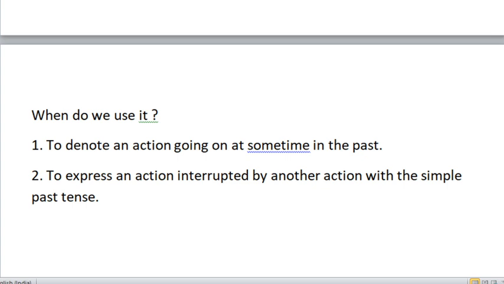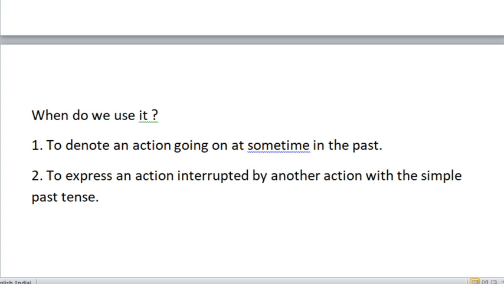Now, when do we use the past continuous tense? Here two uses are there, and a third use is there, but it is rarely used, and you can easily understand it, and I am going to talk about that third use also. I haven't written it here, so let us deal with the first use. To denote an action going on at some time in the past. Okay, I repeat it.